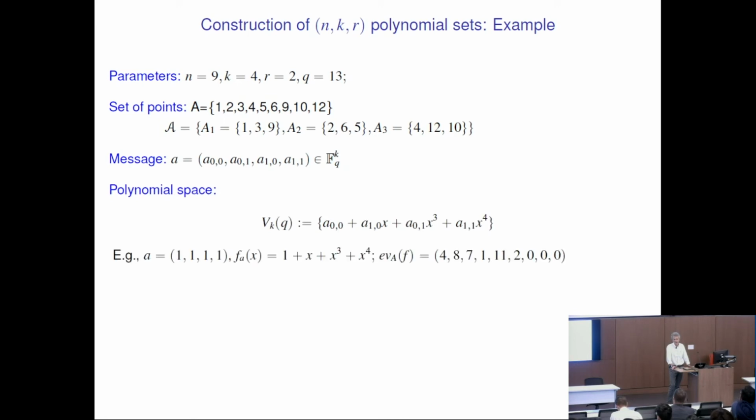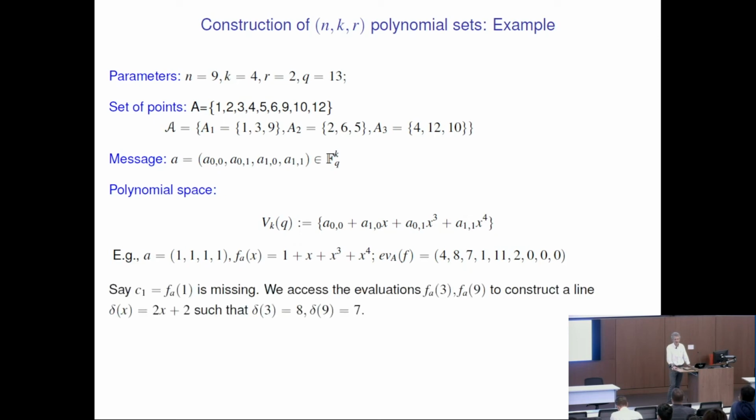I take my message, and this is my polynomial space. Let us, for instance, take the 4 pieces of the data to be all ones, so my polynomial is as shown here, 1 plus x plus x cubed plus x4. I evaluate that polynomial at the points of the set A on the second line, and I get this vector of length 9, so I put those chunks on separate drives. And let us say the first drive is dysfunctional, so the 4 is missing.